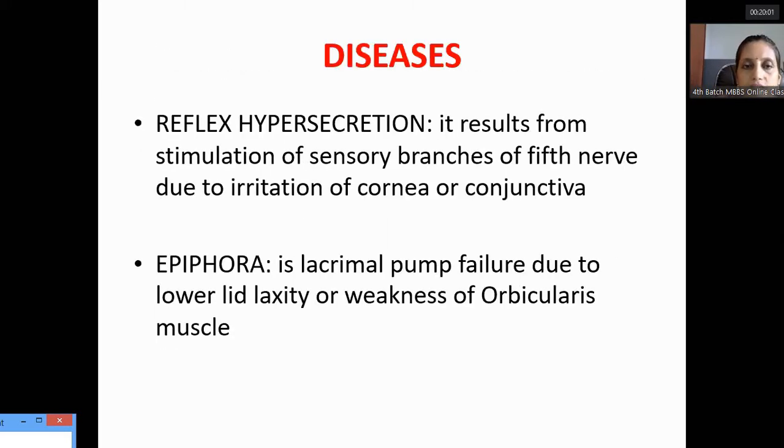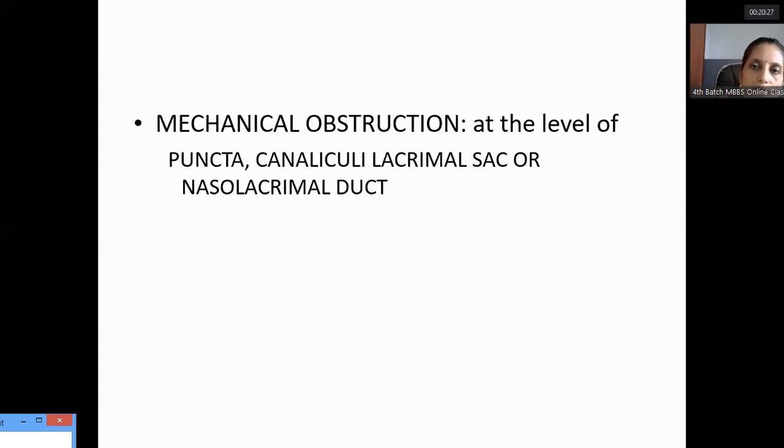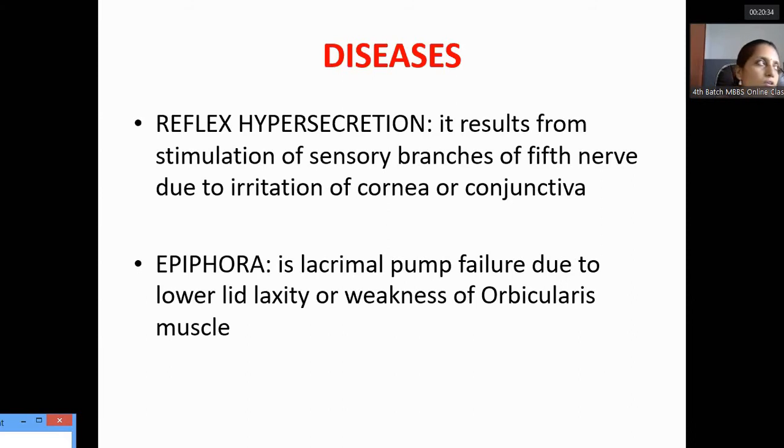So there are different disease conditions like hypersecretions and epiphora. Reflex hypersecretion results from the stimulation of the sensory branches of the fifth nerve due to irritation of the cornea and conjunctiva, and that can cause watering. The other cause of watering is epiphora, in which there is lacrimal pump failure due to lid laxity or weakness of the orbicularis oculi muscle, or mechanical obstructions at the level of the punctum, canaliculi, lacrimal sac, or nasolacrimal duct. So these are the causes of the watering.